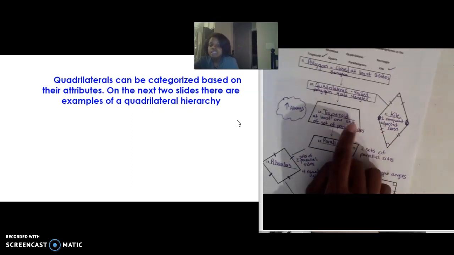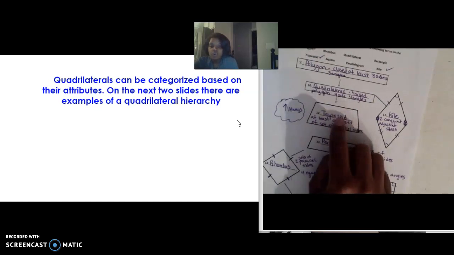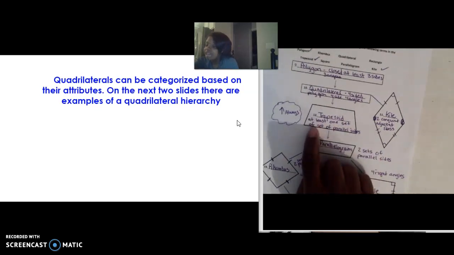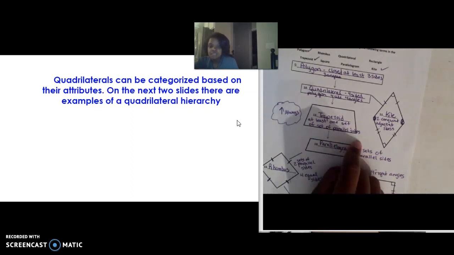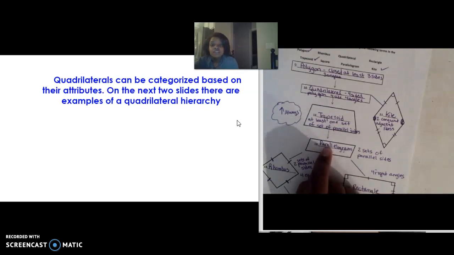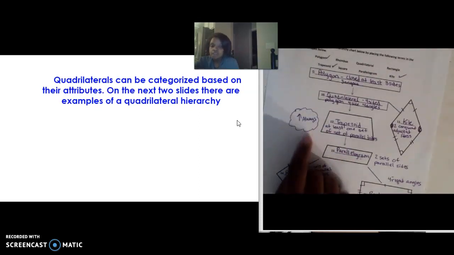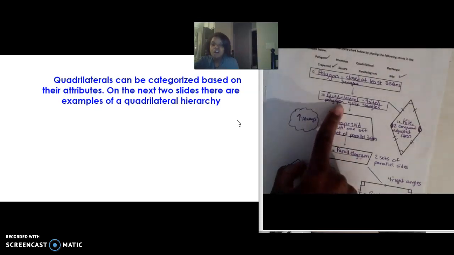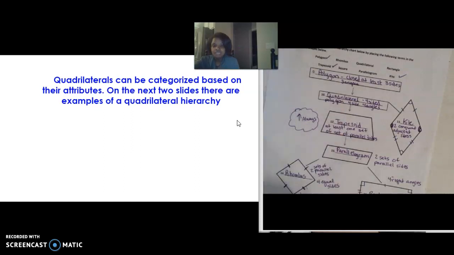Okay? All right, so a trapezoid is a quadrilateral, and it has at least one set of parallel sides. Okay? Right under trapezoid is a parallelogram. So, a parallelogram has 2 sets of parallel sides. Now, I want you to remember, if I'm going up, it is always that. But if I'm going down, it has to meet a certain criteria or a certain type of definition, okay?